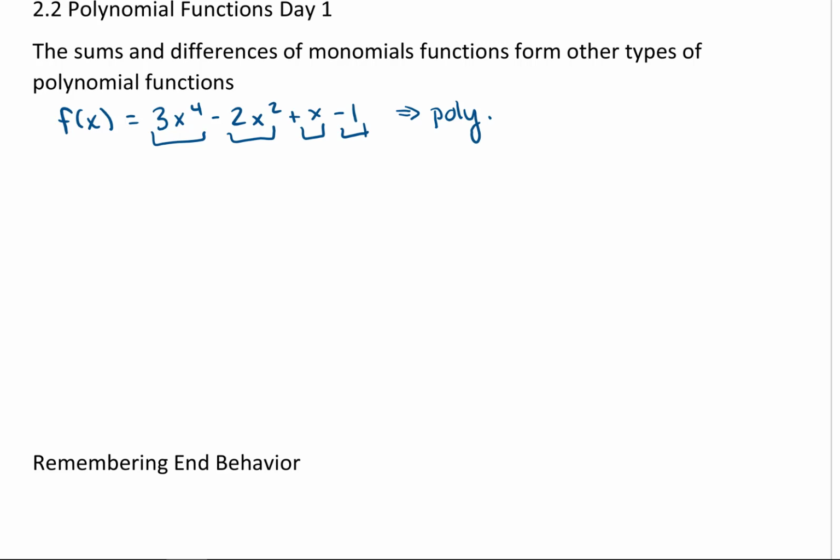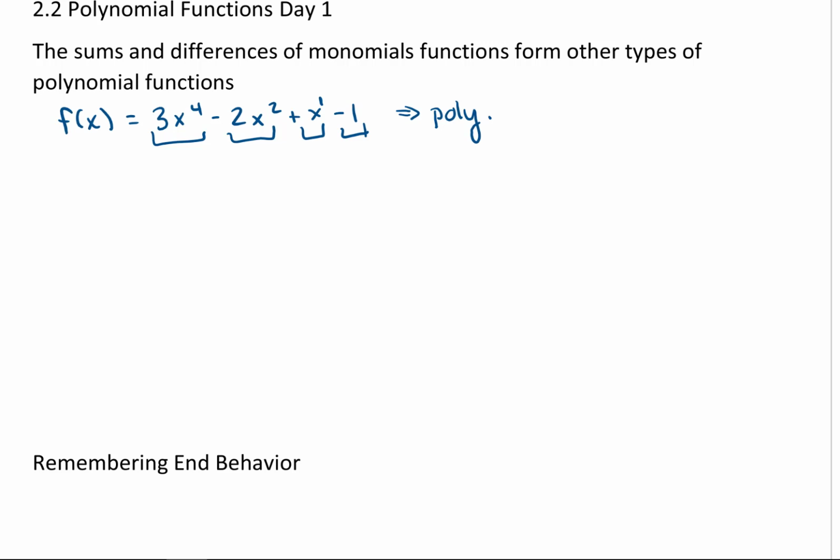Notice that we always set them up in decreasing exponents. So the 4 is furthest to the left. We don't have an exponent of 3, and that's okay. It skips to 2, and then 1, and then a constant. That is standard form for a polynomial, from increasing on the far left to decreasing on the far right when we're talking about our exponents.